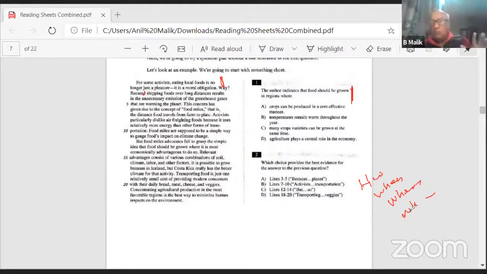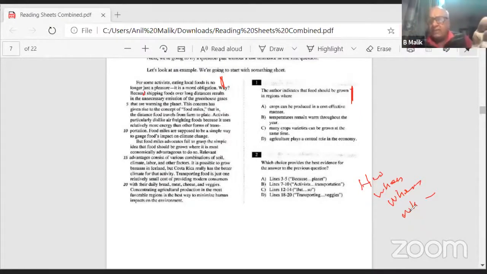Now what happens, sir? Suppose I play golf. So there's a question: how does Mr. Malik play golf? And the question can be, how does he play golf? Why does he play golf? When does he play? Where does he play? With whom does he play?